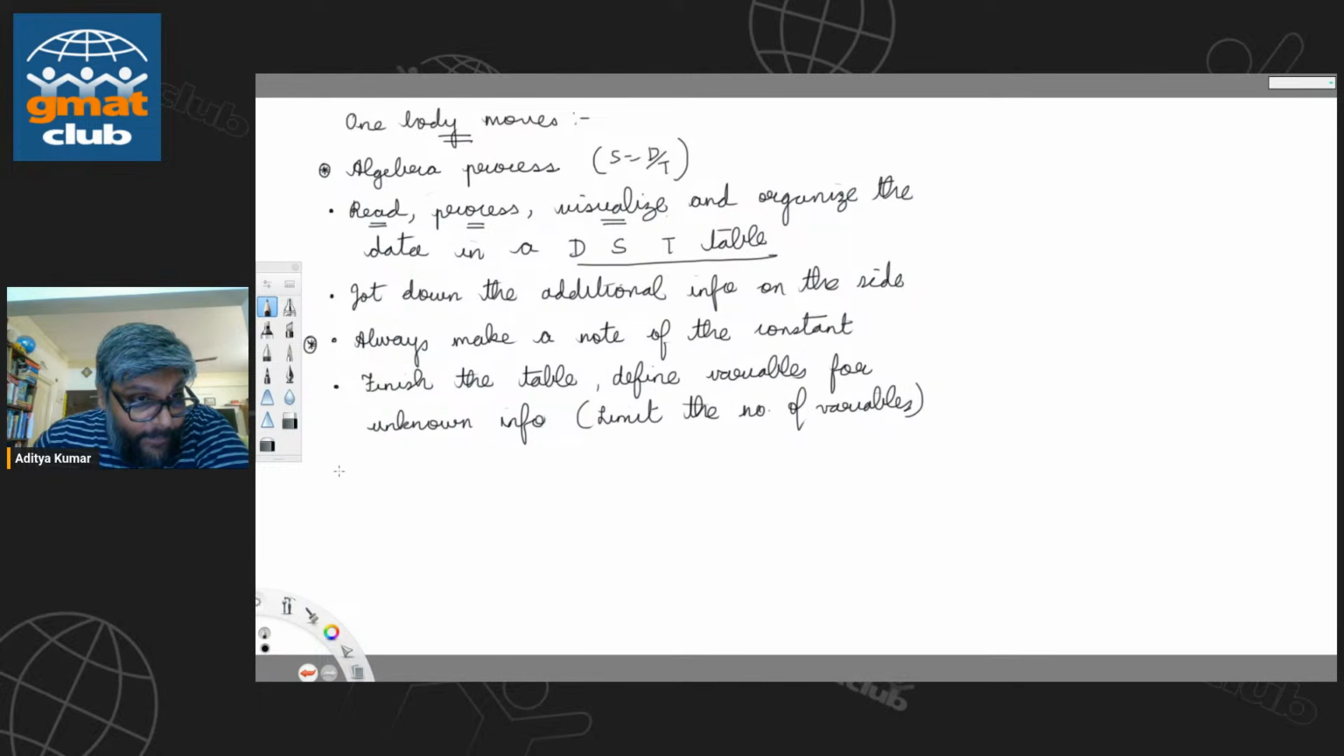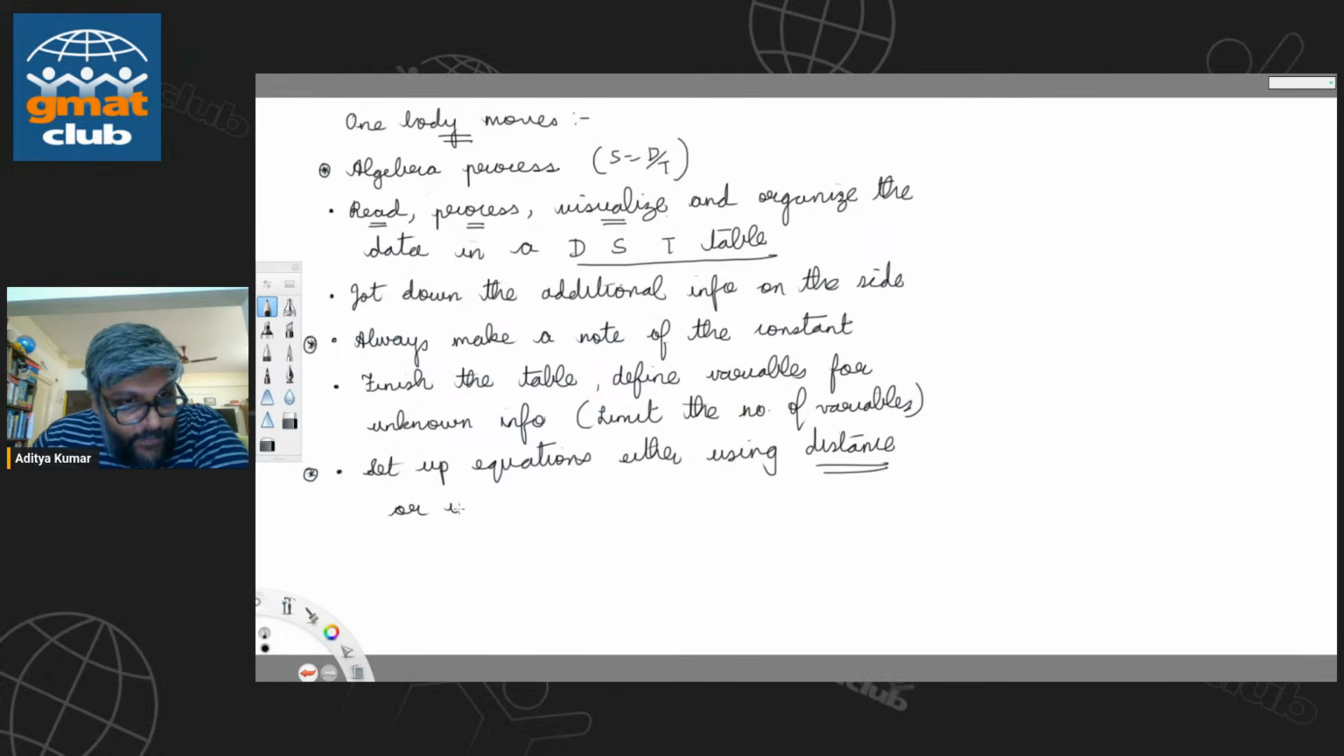And then finally, again, a very, very important guideline: set up the equations. Set up your equations either using the distance column or using time. Avoid creating equations with speed in a speed distance time question. Always try to set up your equations using distance and time.